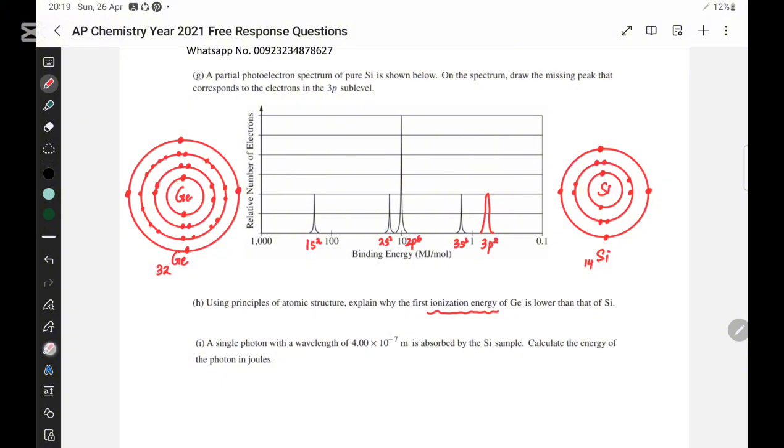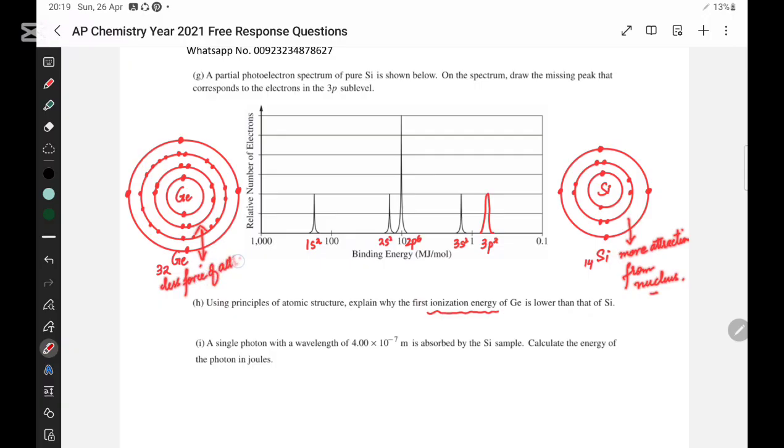If you see germanium, the valence electrons are quite a bit further away from the nucleus as compared to silicon. Silicon's valence electrons are closer, so they are going to have more attraction from the nucleus. While in germanium, as the valence electrons are far away from the nucleus, there is less force of attraction.